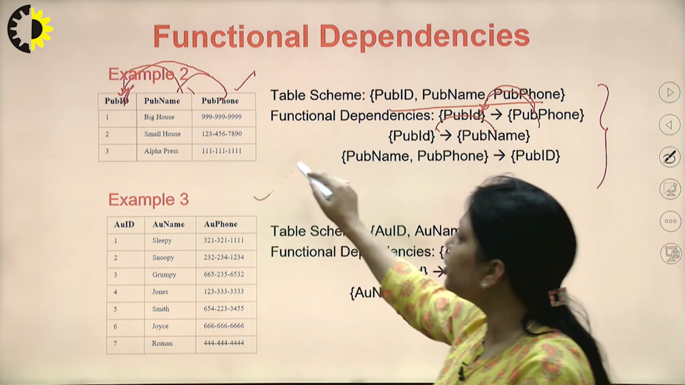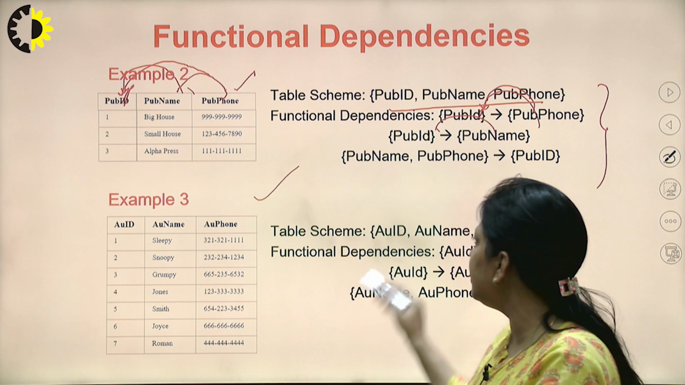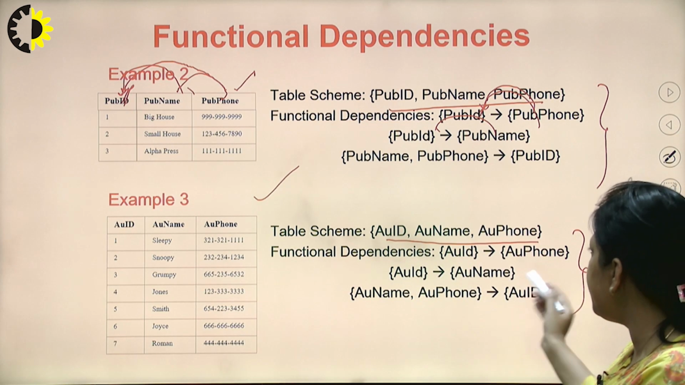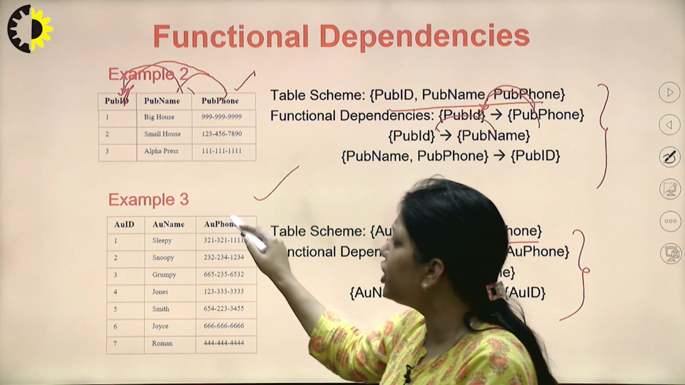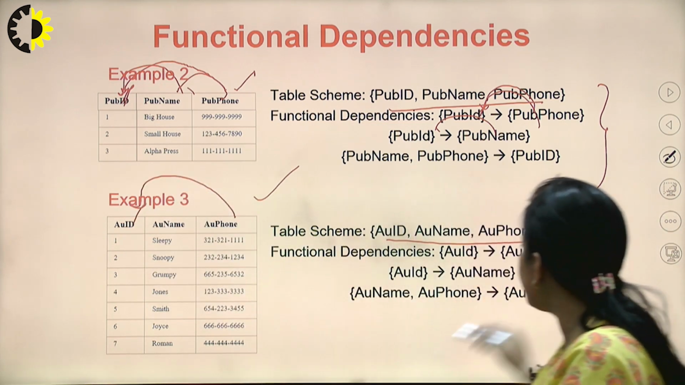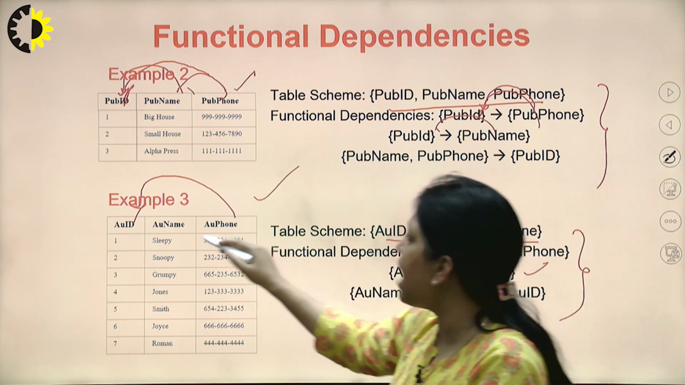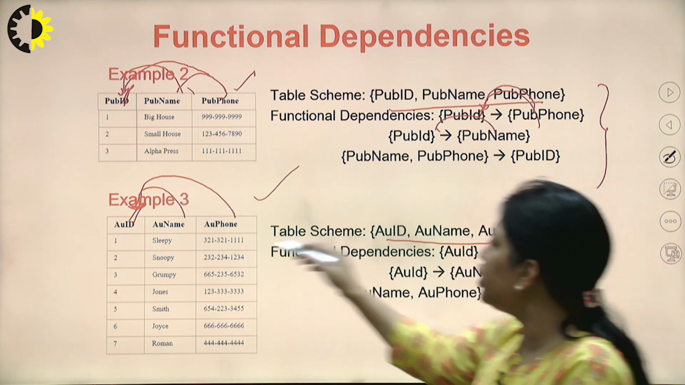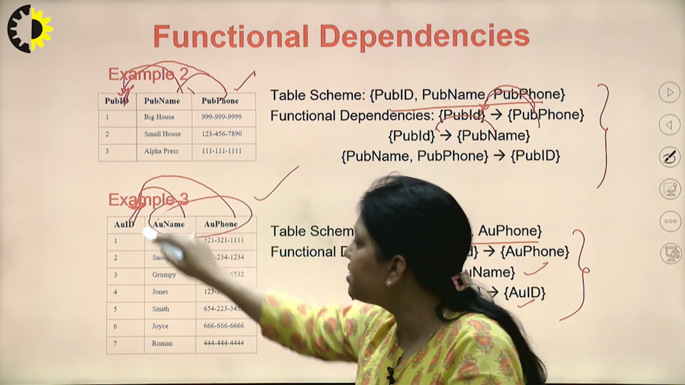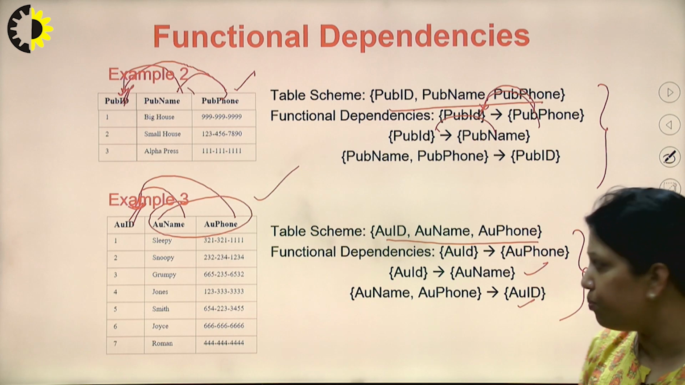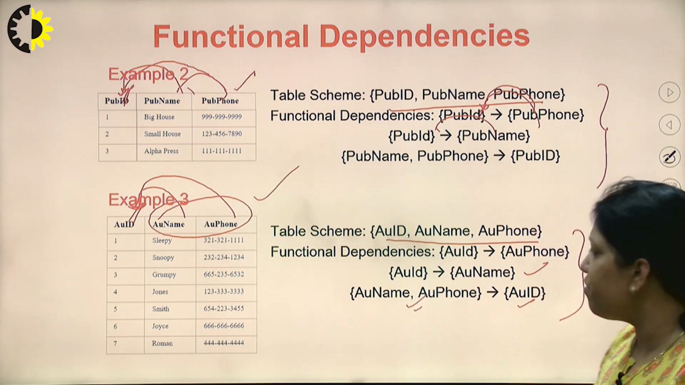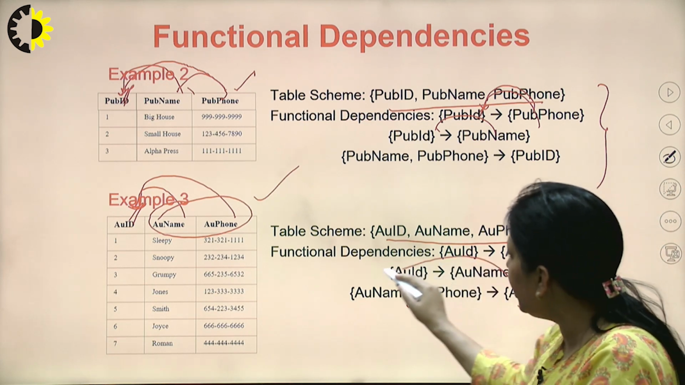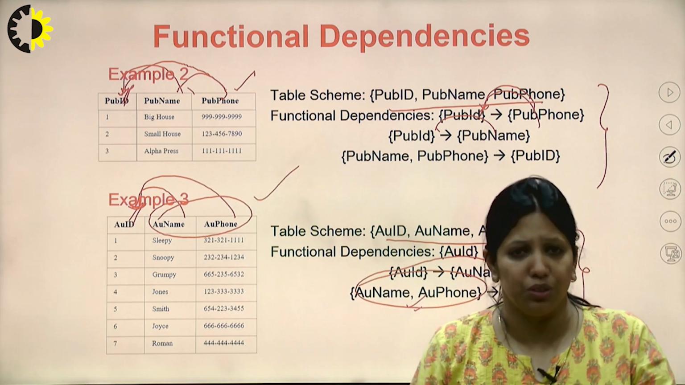Another example of functional dependency: this relation is given to us in which we again have three attributes, and these functional dependencies are given. Author phone number is functionally derived from author ID. In the second functional dependency, author name is functionally derived from author ID. And author ID is functionally derived from this key, that is author name and author phone number. This is a composite key, in which we have two attributes. So we can say that author ID is functionally derived from both these two attributes.